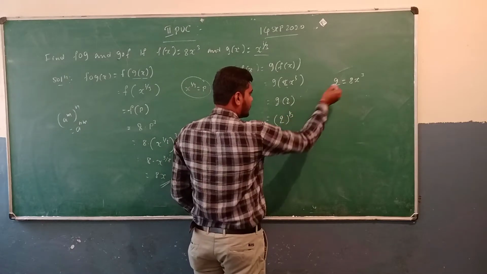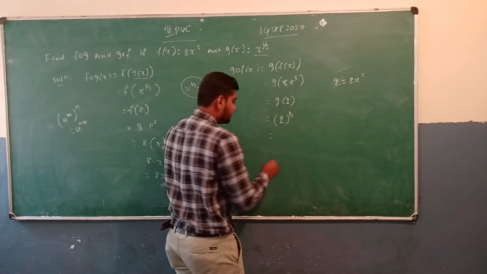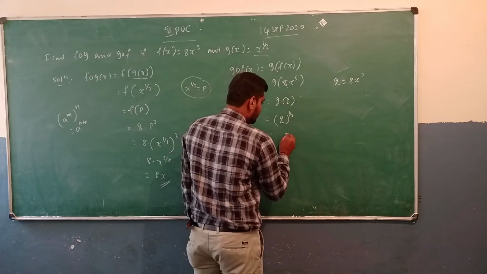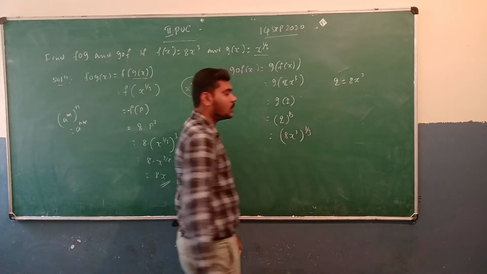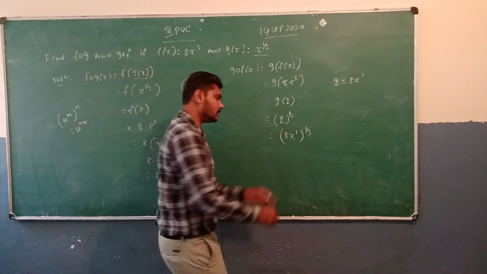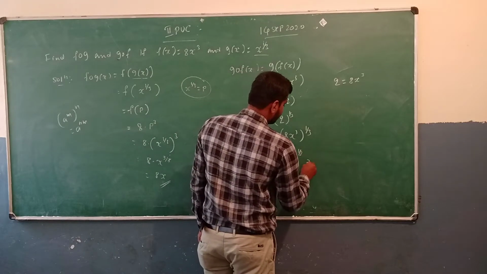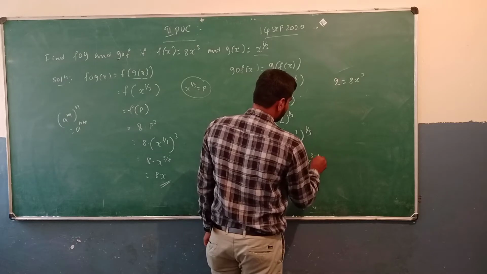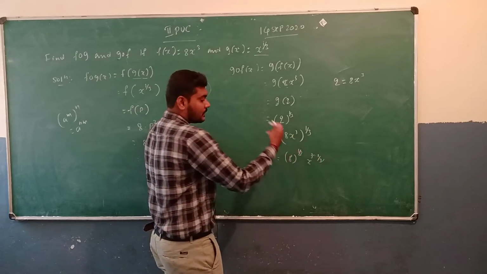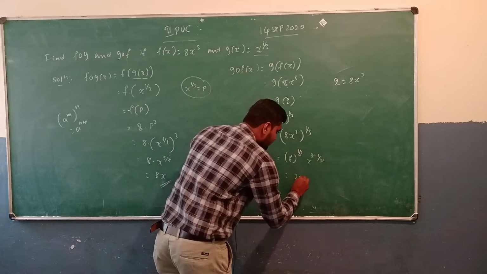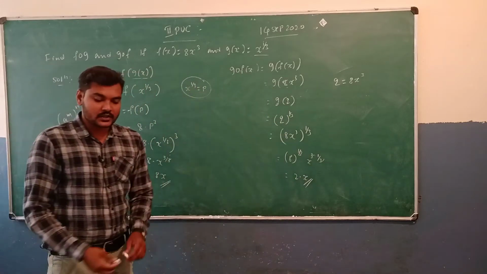What is the value of q? Q is nothing but 8 into x to the power 3. So it is going to be 8x cube whole to the power 1 by 3. By solving this, we get 8 to the power 1 by 3, and x to the power 3 into 1 by 3, so the 3s cancel. 8 to the power 1 by 3 is 2, so it is going to be 2 into x. So the required gof of x is nothing but 2x.